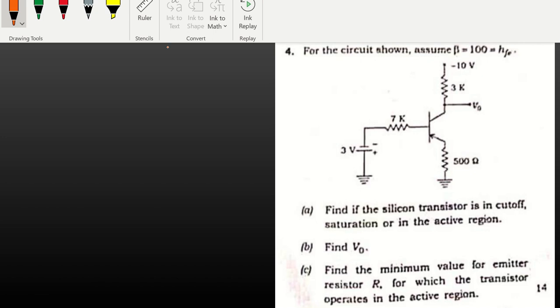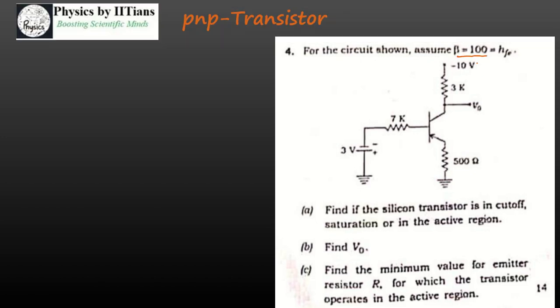So the beta for the transistor is given as 100. Then also it is given that this is a PNP transistor, that can be understood from this arrow. This arrow is going like this here. So that indicates that this is the emitter junction and this is the base junction. And here we have a collector junction. Now this arrow actually indicates the direction of the emitter current. So you can see that the emitter current is upward. You can write it as IE.